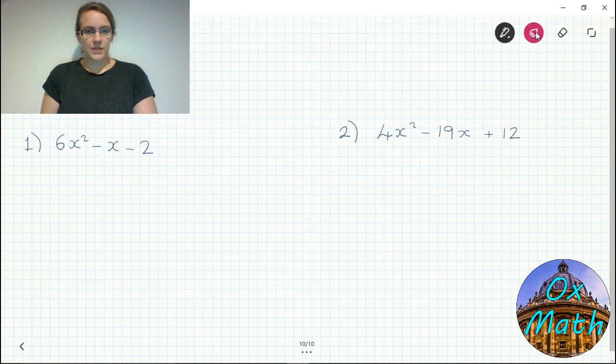So now pause the video and have a go at these two questions. You can pick whichever of the two methods you prefer. I will answer question 1 using the grid method, and I will answer question 2 using the second method.